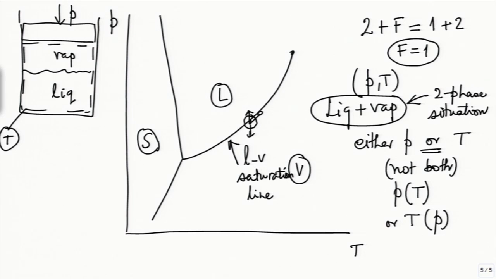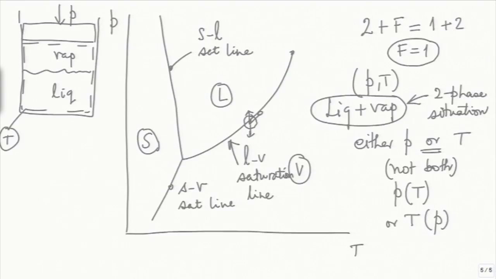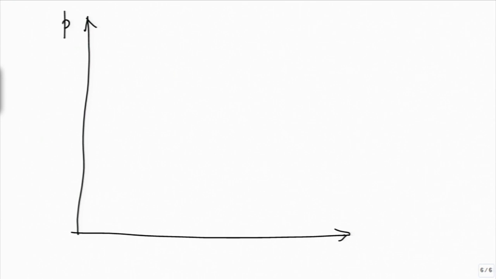A similar thing happens when you consider a system containing solid and liquid together. We have this line, which is known as the solid liquid saturation line, and this line is the solid vapor saturation line. Again, let me sketch the diagram, because this is one of the most important diagrams we should study.